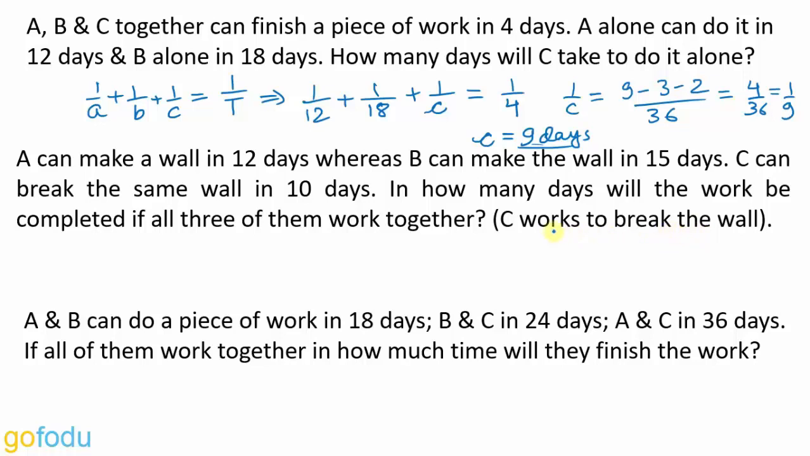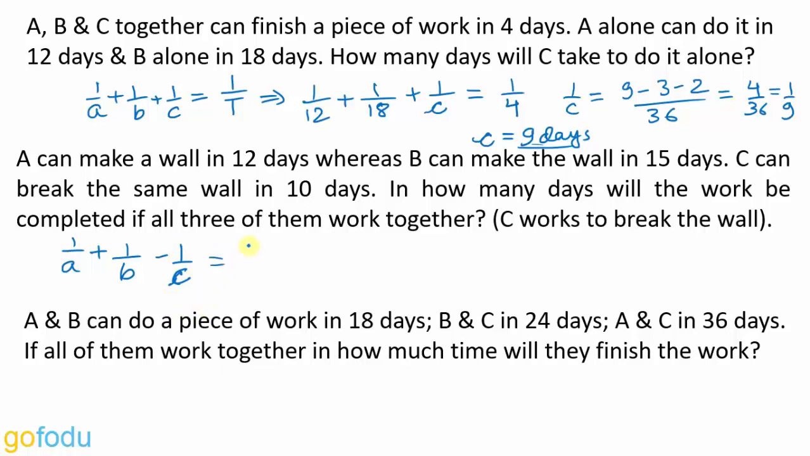So C here is doing negative work. This is not a practical situation, guys. I have just taken this question to explain the concept of negative work. Practical application of this would be seen in the pipes and cisterns topic. Here we are just discussing the concept. So A is doing the work alone in 12 days. We can write 1 upon A plus 1 upon B minus 1 upon C because C is doing negative work.